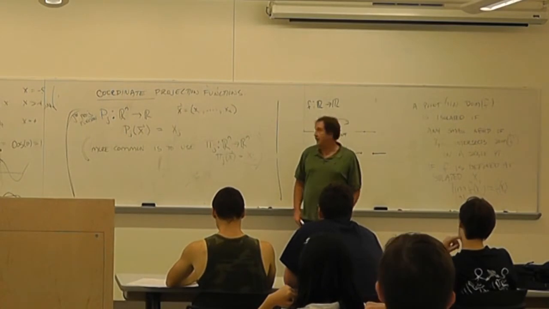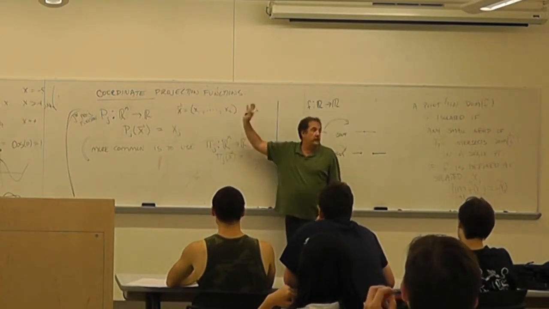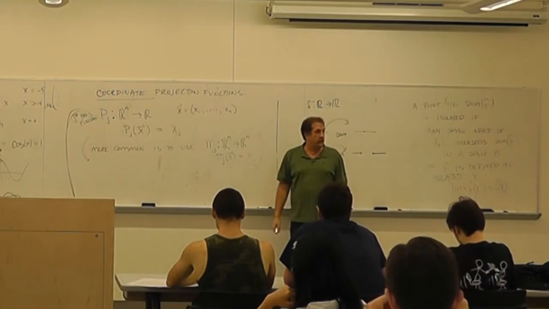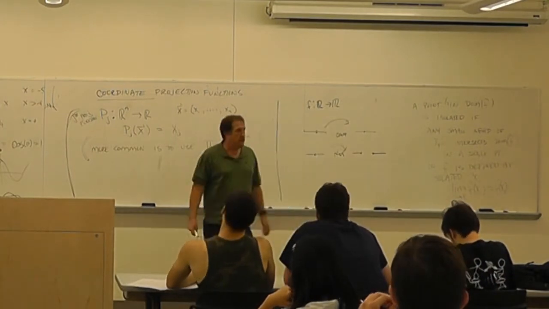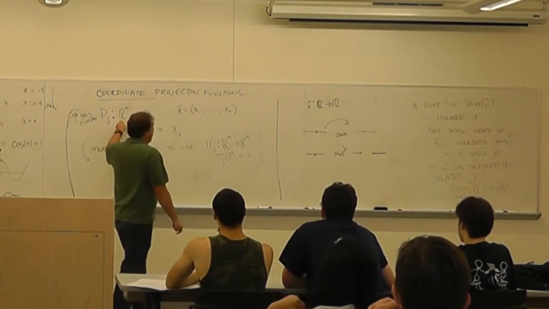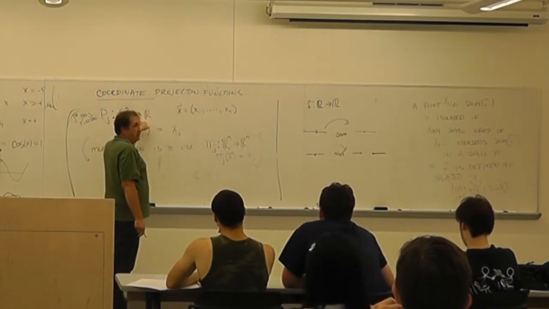And this book uses capital P. It just says pick out the jth coordinate. It maps to R. It takes R^n in and gives you R out.